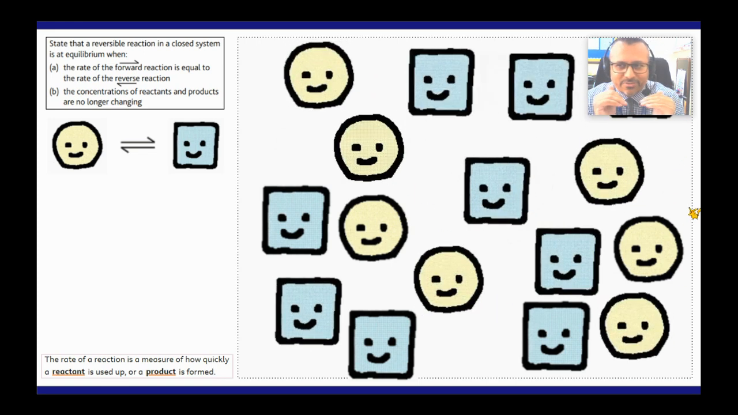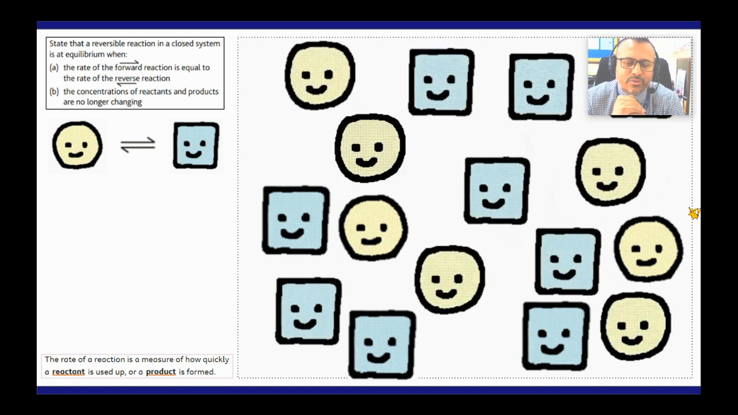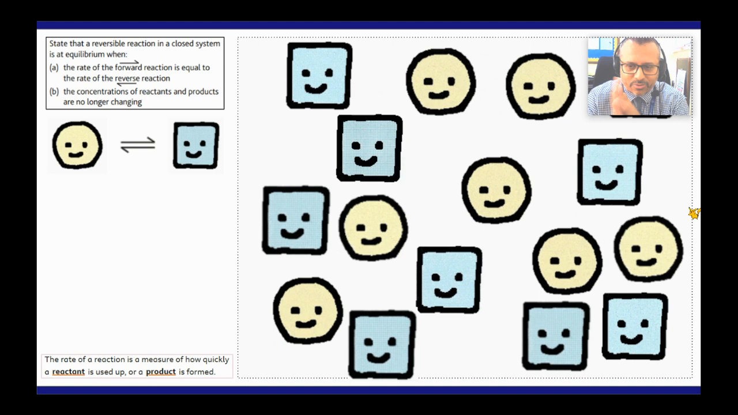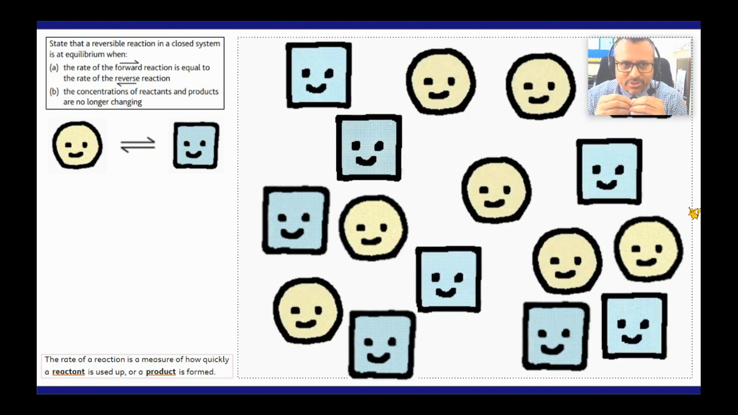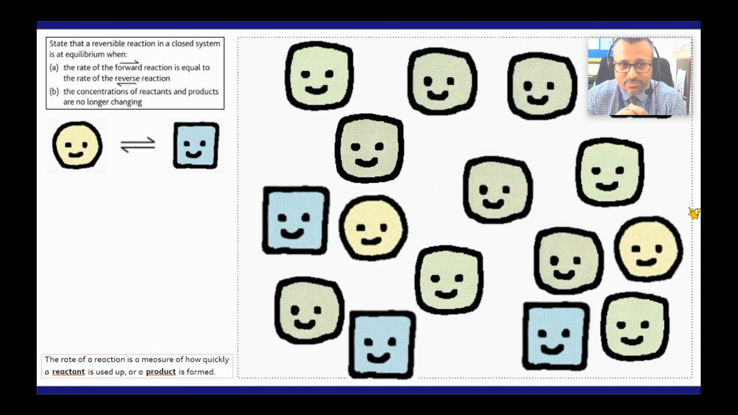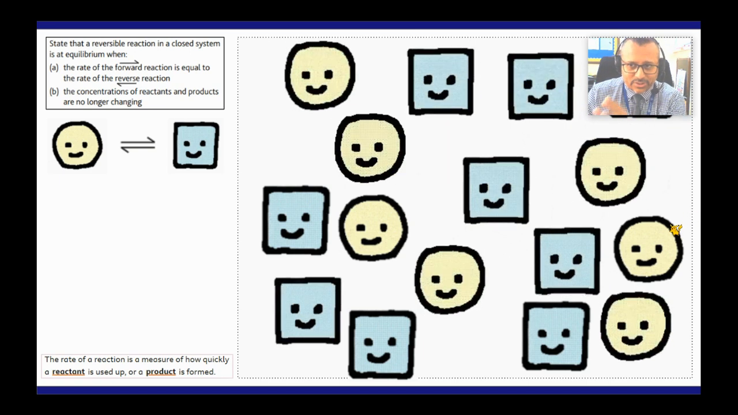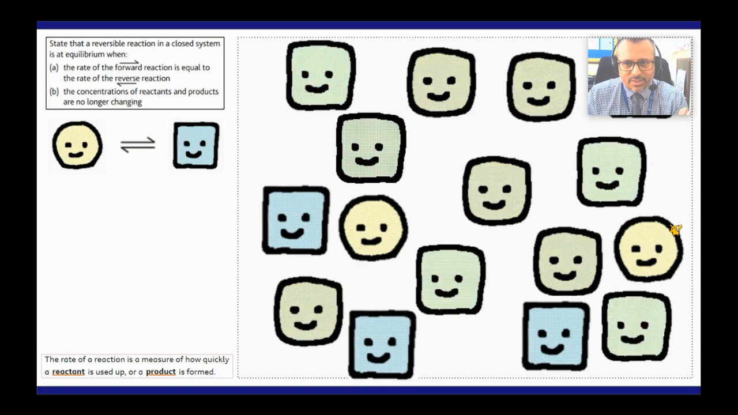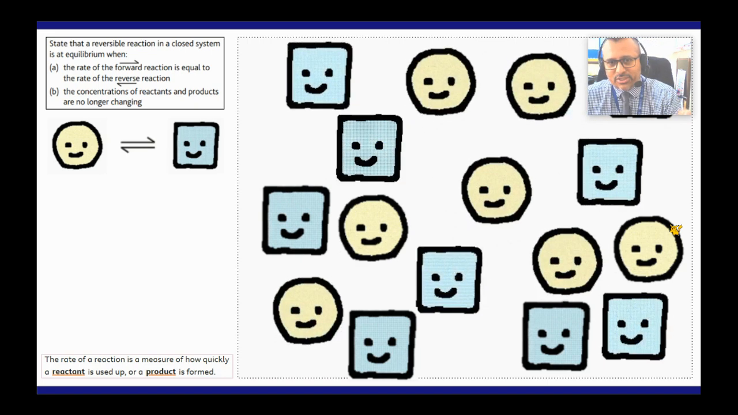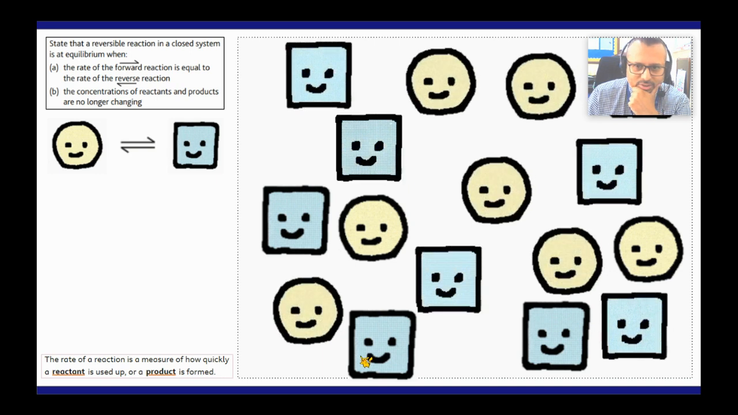So the concentrations of the reactants and the products when you have a dynamic equilibrium may not necessarily be the same. When the dynamic equilibrium is established, the rate of the forward reaction is equal to the rate of the reverse reaction. So the number changing from one side to the other is the same number over time as changing back to the original chemical.